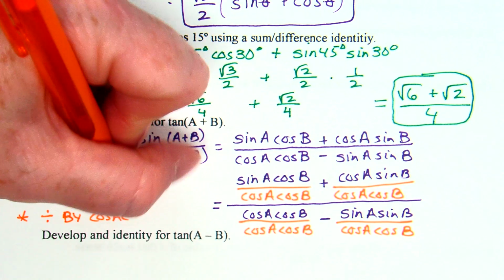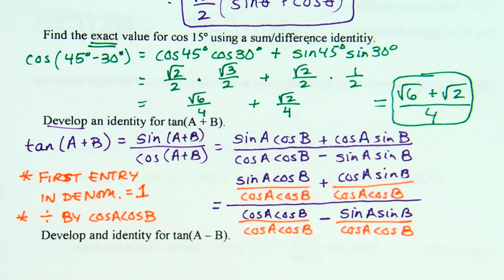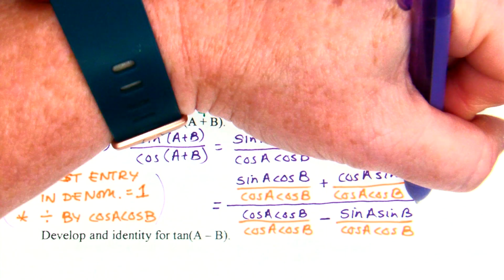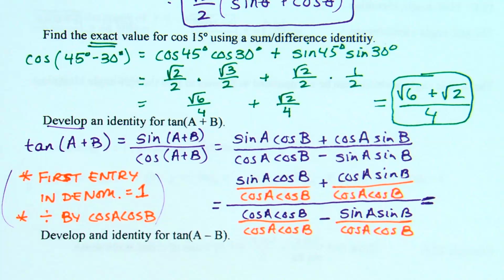Okay, did you guys get that all? If you want a side note to help you later about what we just did and why we did it, I just wrote: we know that the first entry of the denominator is 1, and so we divided by cosine A, cosine B. Does that make sense there? I can give you guys a moment if you need to write that down, but now we just have to finish it up.